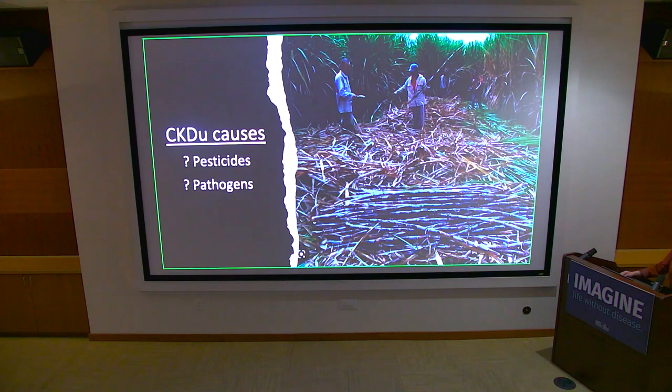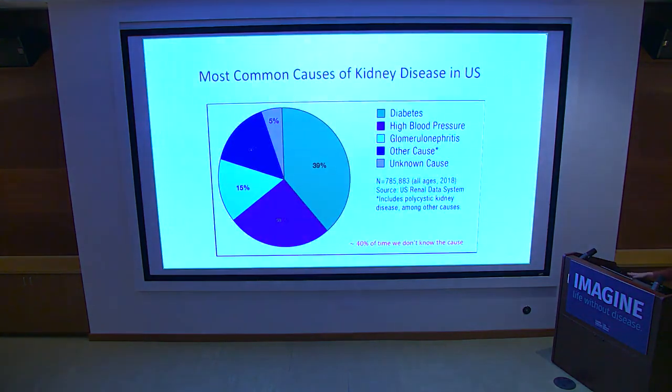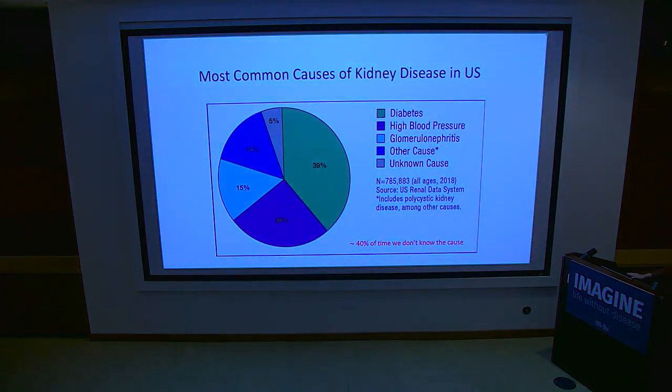The primary causes so far, as I mentioned, this is common in agricultural areas around the tropics, are thought to be pesticides, but also pathogens have been implicated, particularly leptospirosis. In the United States, the most common cause is diabetes, but also hypertension and other inflammatory diseases such as lupus and IgA nephropathy, which is an autoimmune disease. Many different autoimmune diseases cause kidney disease. So often we don't really know what the cause is, and thus we don't really have very effective targets.